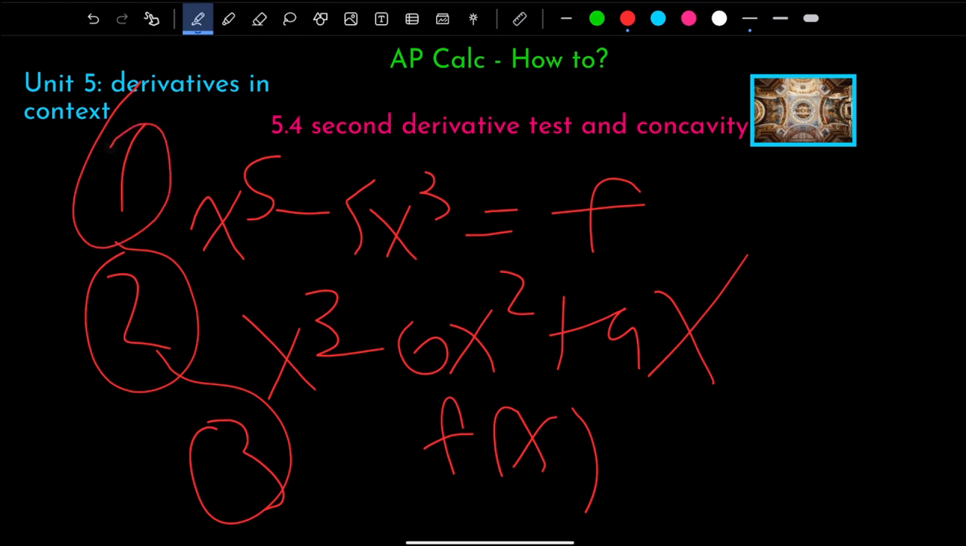Next video we're going to learn how to sketch full graphs using f prime and f prime prime together. Super helpful for both FRQs and MCQs.